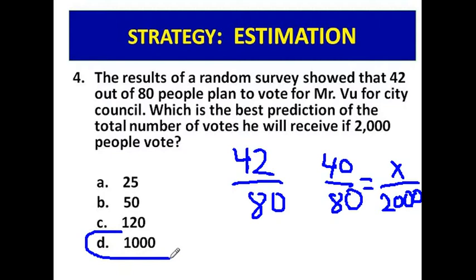Now, if you set up your proportion and actually use 42 and cross multiply and solve that way, the answer comes out to be a little bit bigger than 1,000, which it should be because 42 is a little bit bigger than 40. Alrighty, we'll see you in the next video.